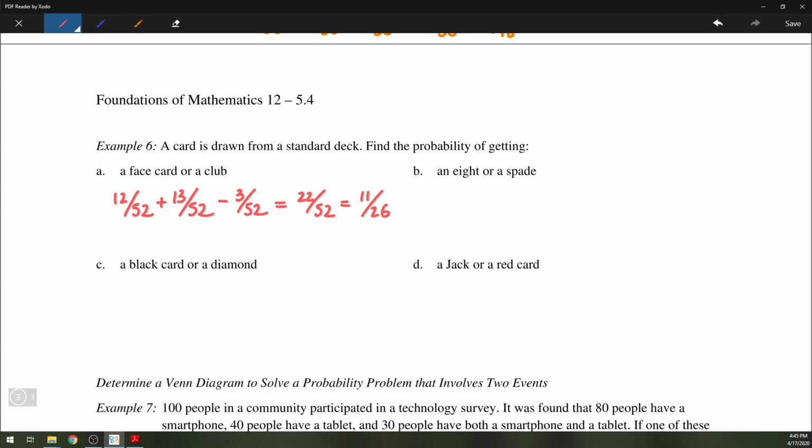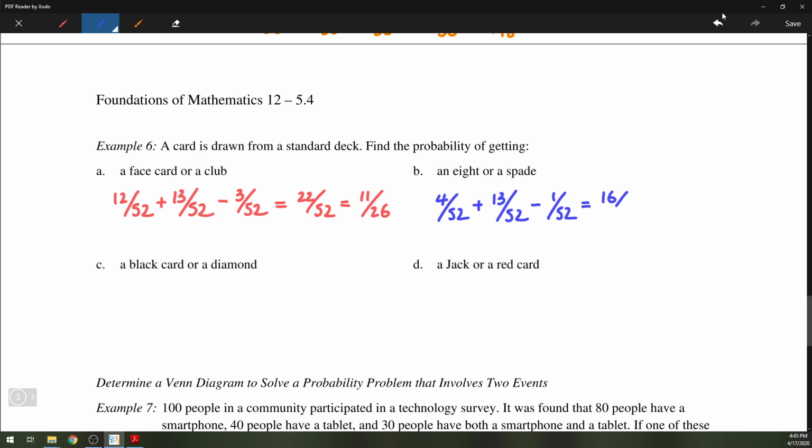8 or spade. So there are 4 eights out of 52. There are 13 spades out of 52. There is 1 eight of spades. So if you add those together, you'll get 16 out of 52, which you can divide. You get 4 out of 13.